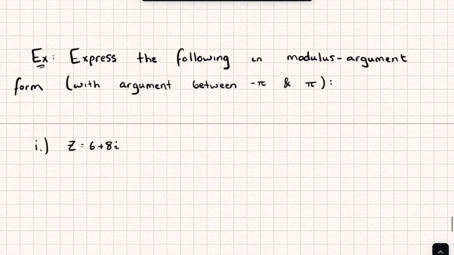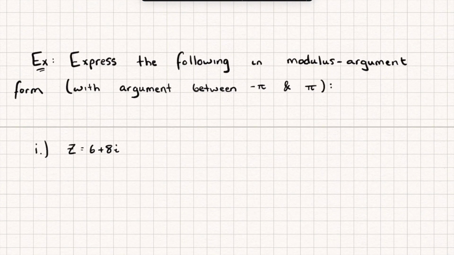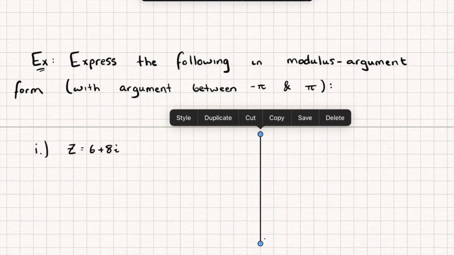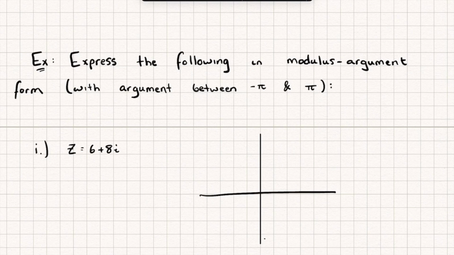So we have the following complex number z, which is 6 plus 8i. So the first thing I'm going to do is find both the modulus and argument of this complex number. So I'm going to sketch out my Argand diagram like this. So that's my imaginary axis. This is my real axis. I'm just going to label them. So I've got 6 plus 8i. So that's maybe going to be up here somewhere. So here's the complex number z.